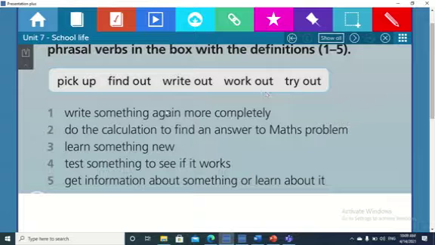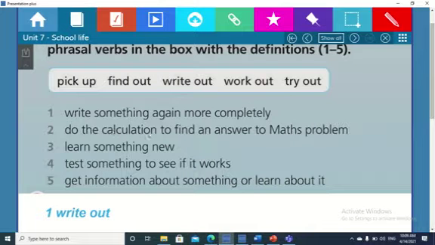Write something again and more completely. Of course, this is to write out. Write out means to write something again more completely. You can write, but when you write out, it means you had something missed in your writing. So if I asked you to write out the exercises, it means to complete doing them and correct any mistakes.